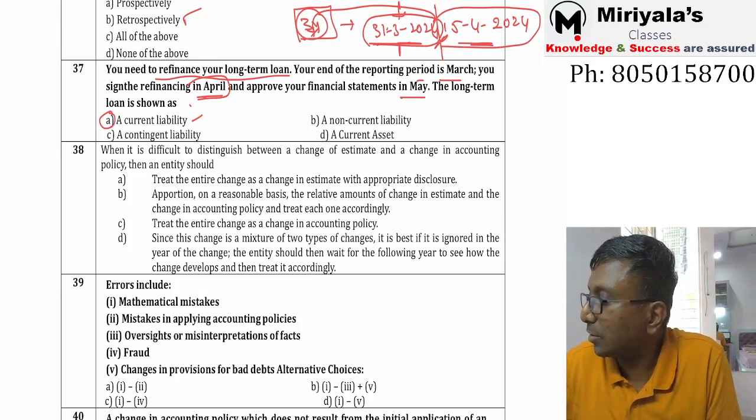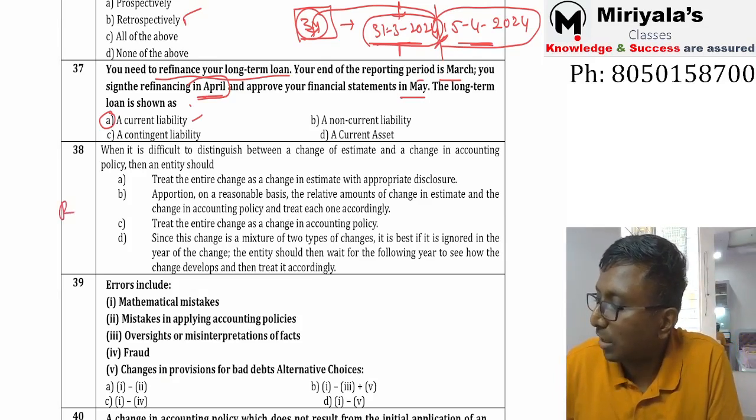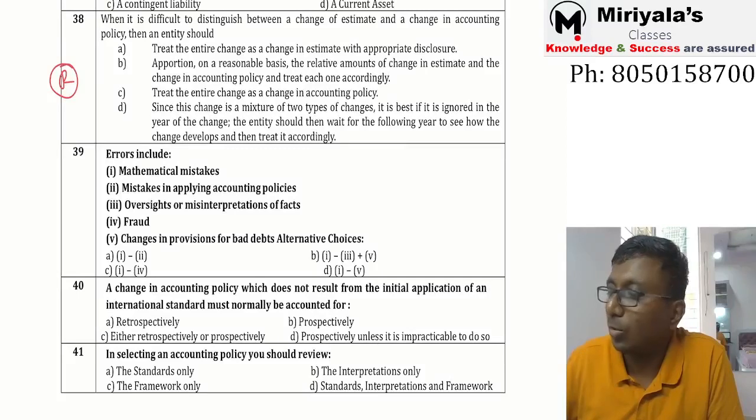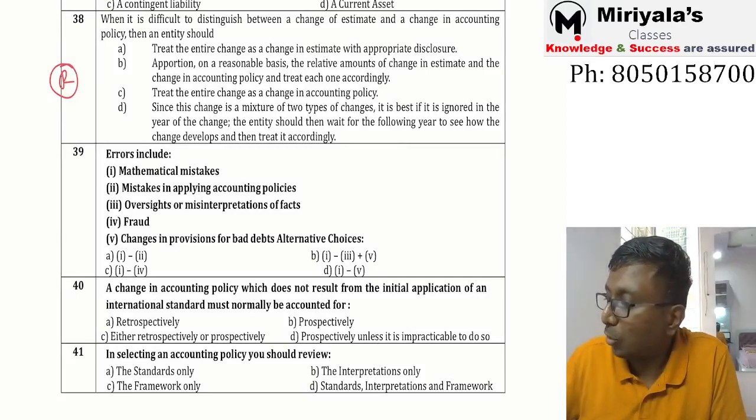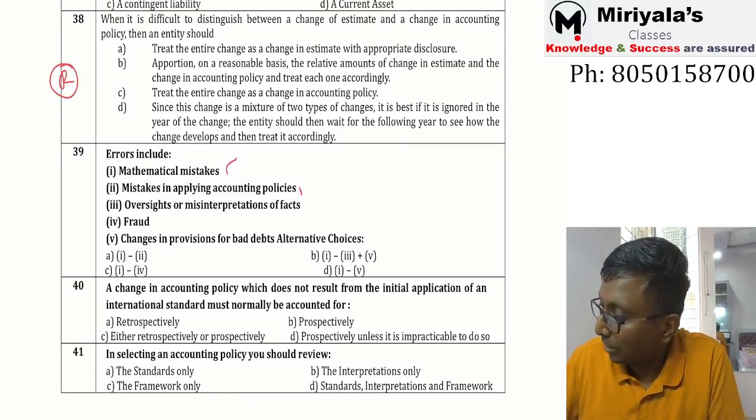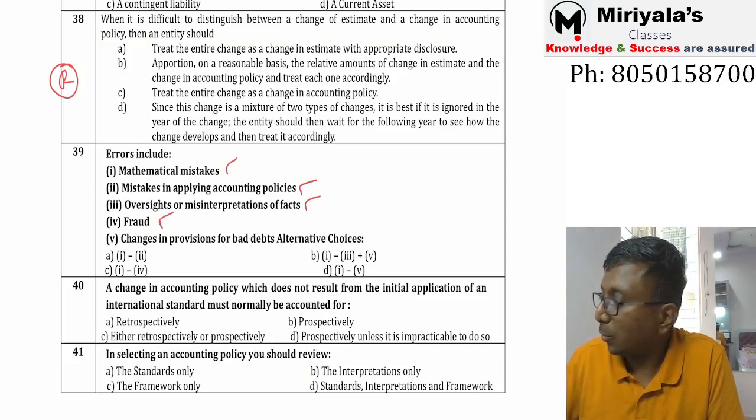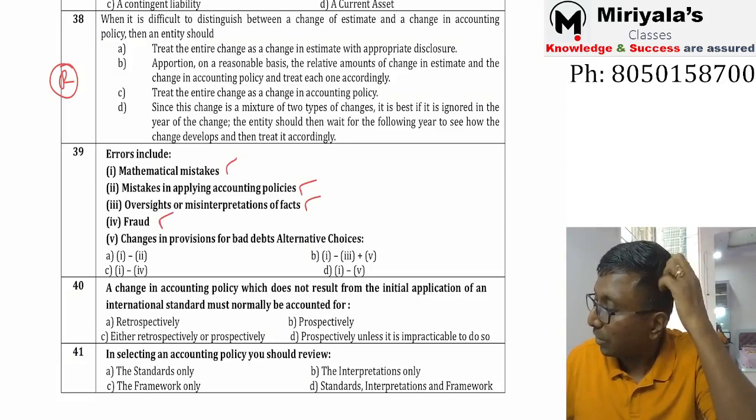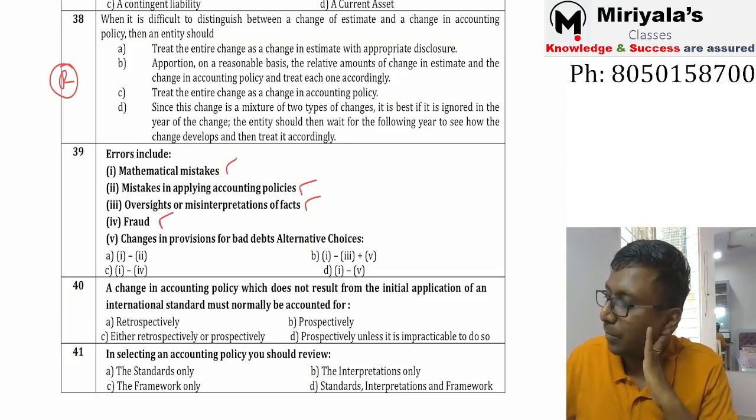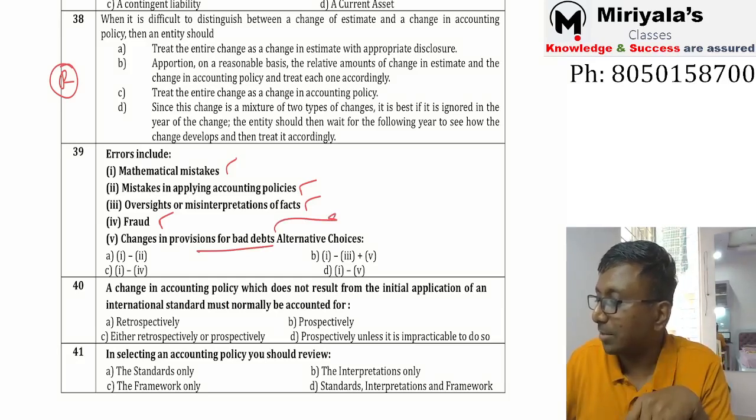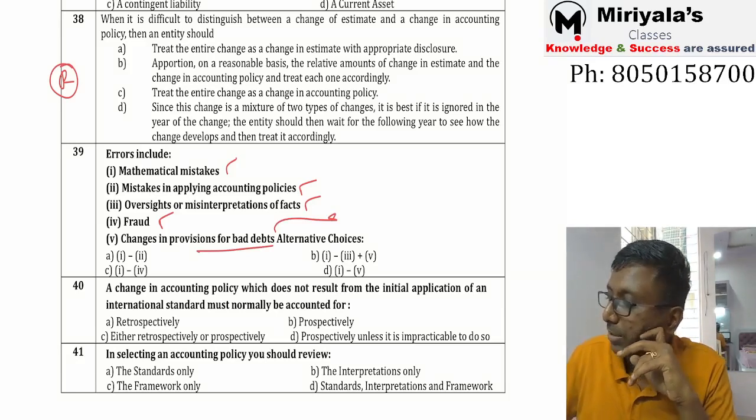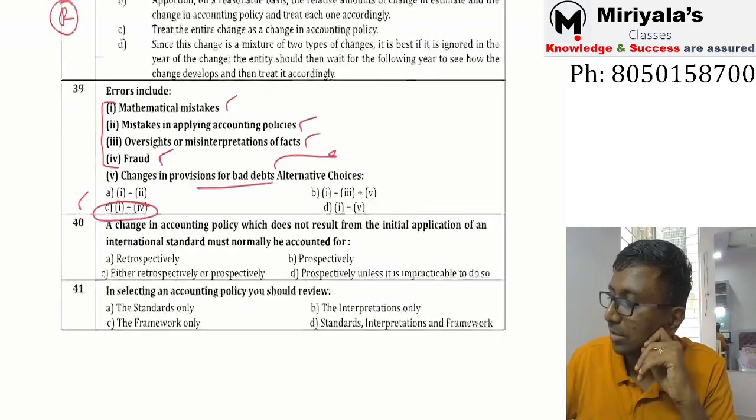When it is difficult to distinguish between a change in accounting policy and a change in accounting estimate, it amounts to a change in accounting estimate. Errors include mathematical errors, mistakes in application of accounting policy, oversights, and fraud. Change in the provision for bad debts is not an error, it is a change in estimation. So 1 to 4 is the right answer.